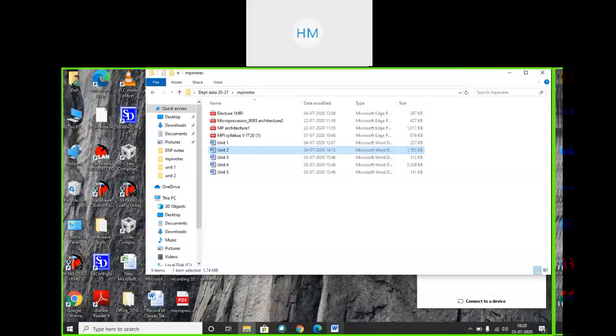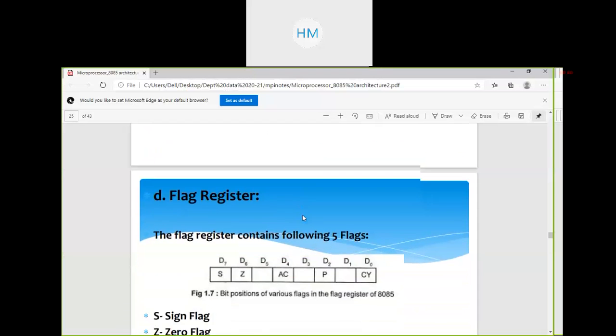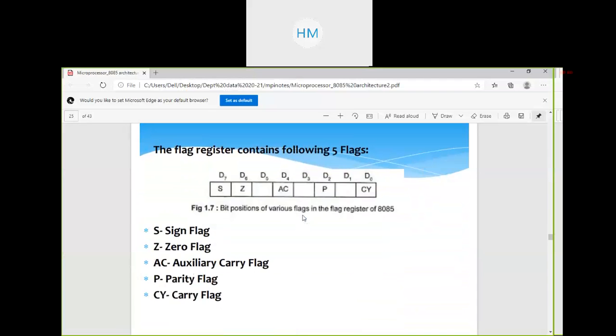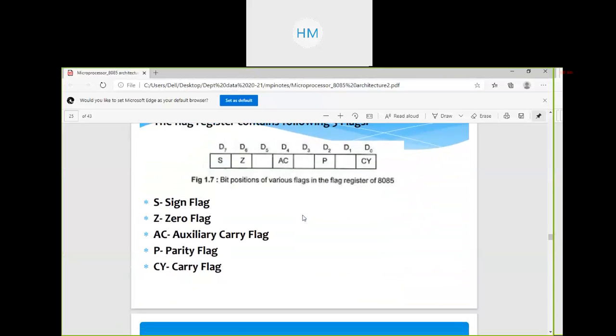So we have discussed, we started with the flag register that day. You all know what the flag register is. Only 5 flags are used. Out of them: sign, zero, auxiliary carry, carry, and parity. Sign flag, carry flag. Okay.